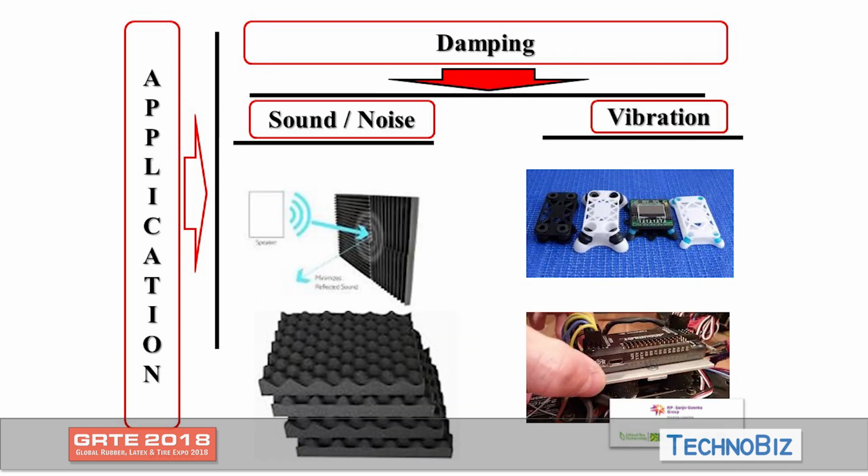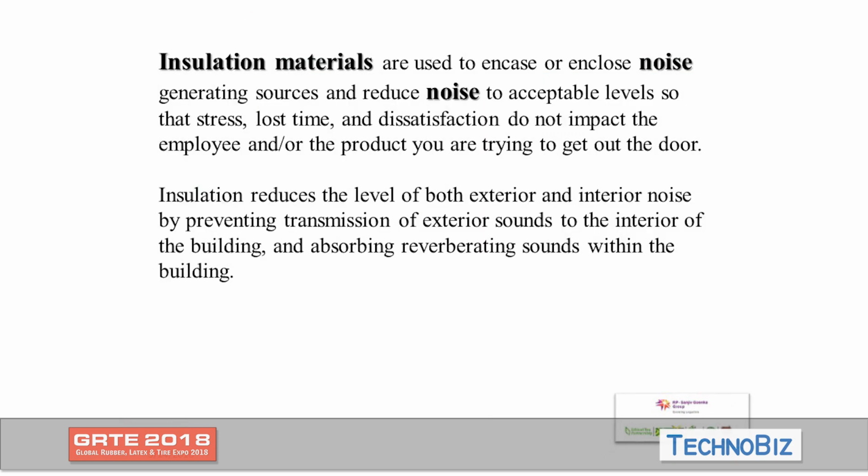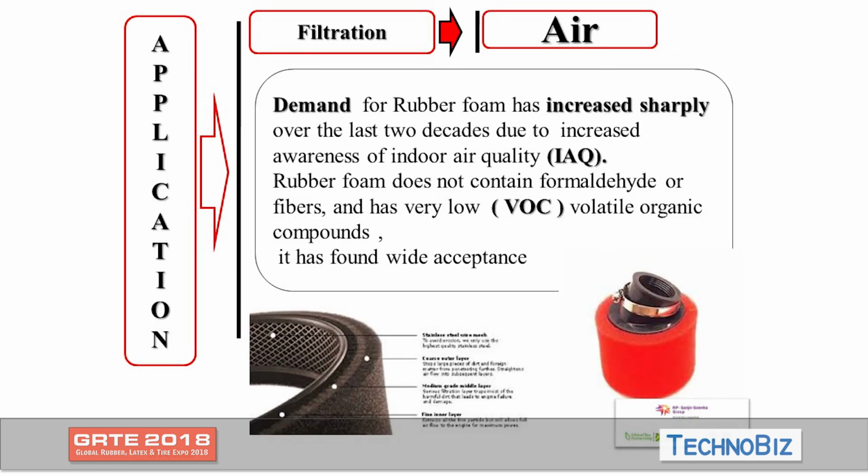Another important application is damping sound or vibration. We'll see how sound damping can be done. Some rooms are specifically made soundproof with the help of foams, like the pictures shown on the left hand side. On the right hand side, you will find some applications where the vibrations can be damped. Noise pollution is a big hassle to be tackled on shop floors, and foam helps a lot in this.